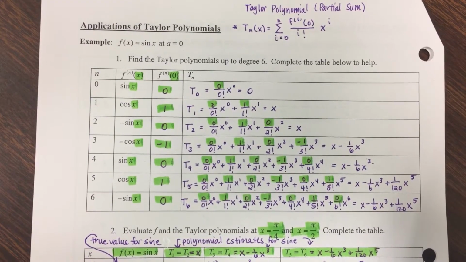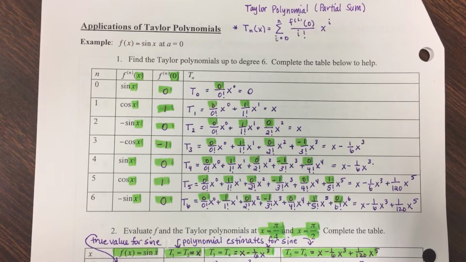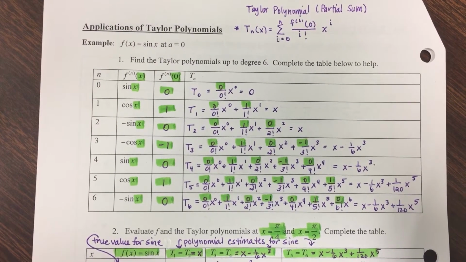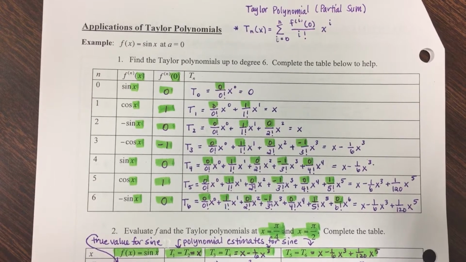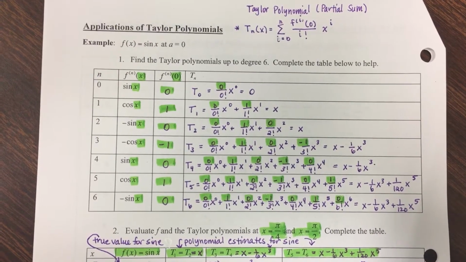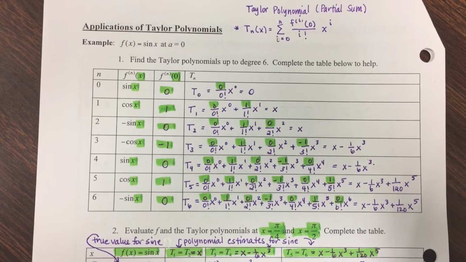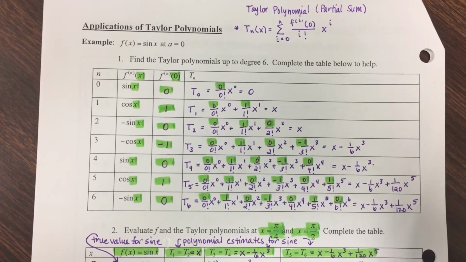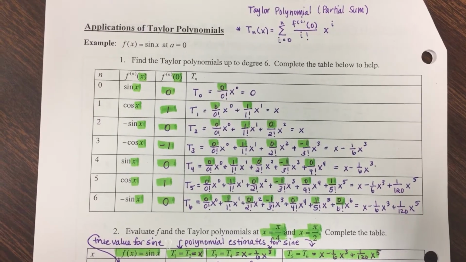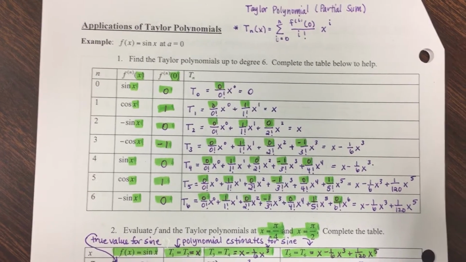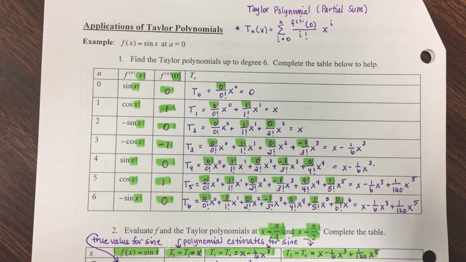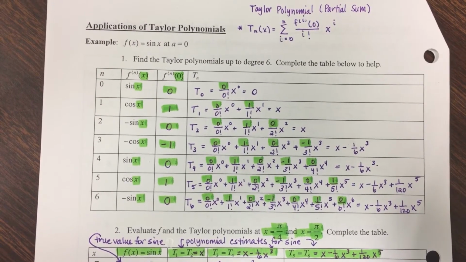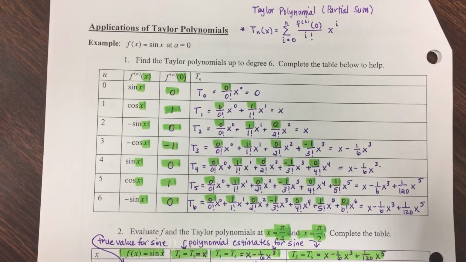But then what I want you to notice is that because the value of cosine 0 is 1 and the value of negative sine of 0 is 0, our first and second Taylor polynomials, t1 and t2, are actually the same thing. So even though there's two terms in t1, it reduces to just the line y equals x. And even though there's three terms in the Taylor polynomial t2, it reduces again just to the line y equals x. So here we're saying that if we only take the first and second partial sum, sine x behaves like the line y equals x.